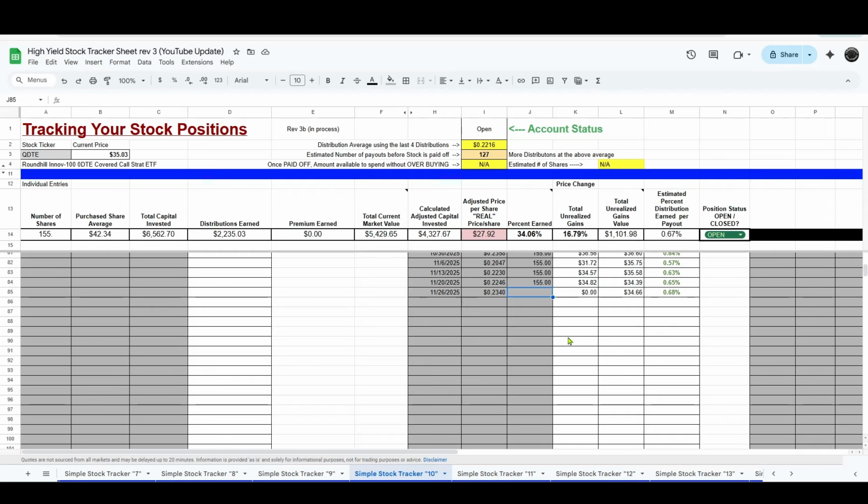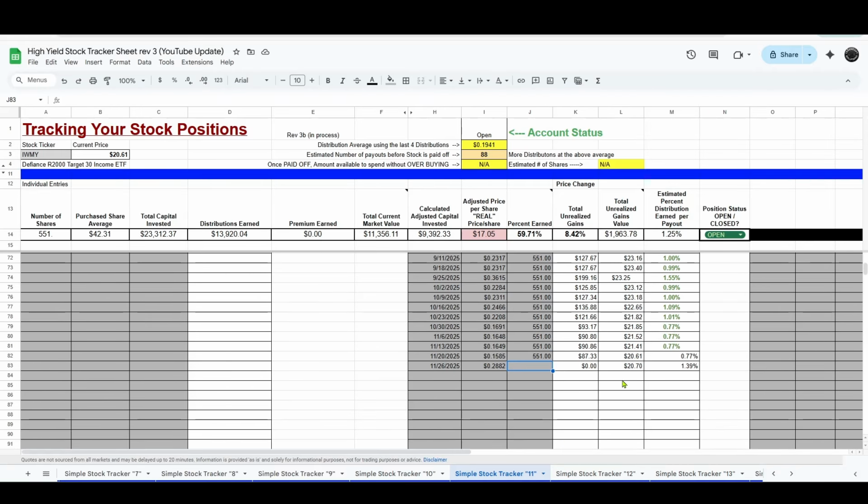QDTE, I get to account for all 155 shares. So my real price per share of $27.92 now becomes $27.69. Like I said, every one of my adjusted prices per share are coming down because that's how I play these high yield ETFs. IWMY, that's 551 shares. So a real price per share of $17.05 now becomes $16.76. Little by little, just eating away at it.